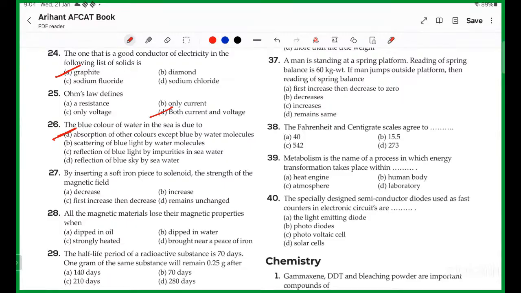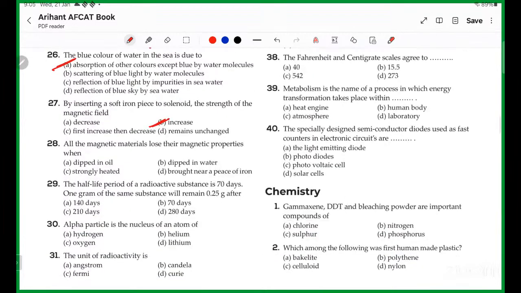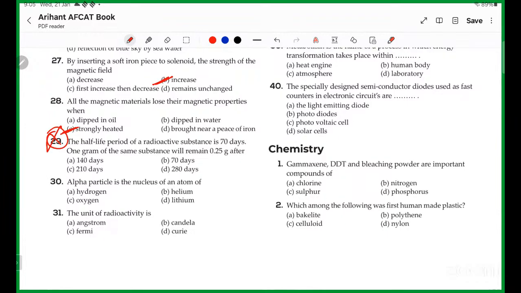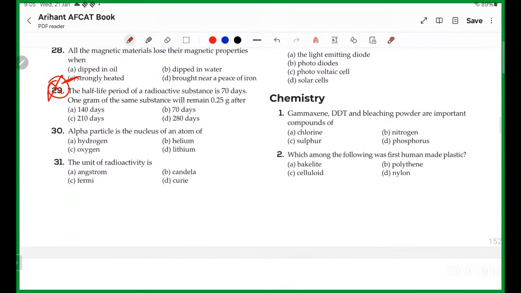By inserting a soft iron piece into a solenoid, the strength of the magnetic field increases. All magnetic materials lose their magnetic properties when strongly heated. The half-life period of a radioactive substance, you can skip it, it will not come. An alpha particle is the nucleus of a helium atom. The unit of radioactivity is the Curie.